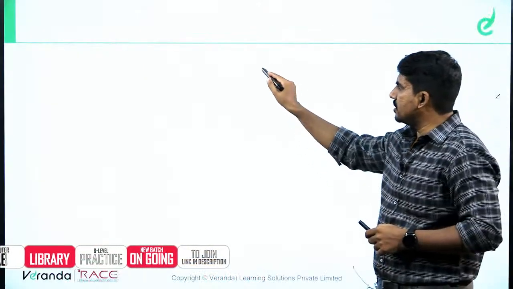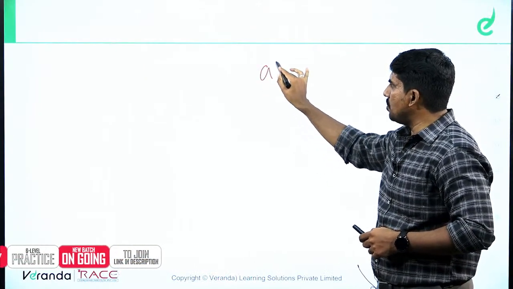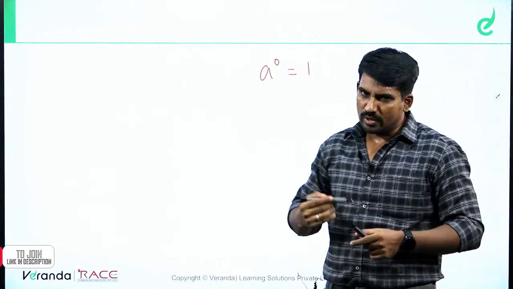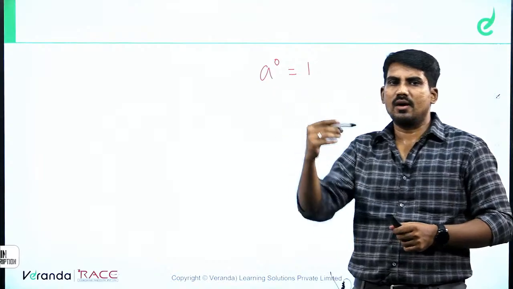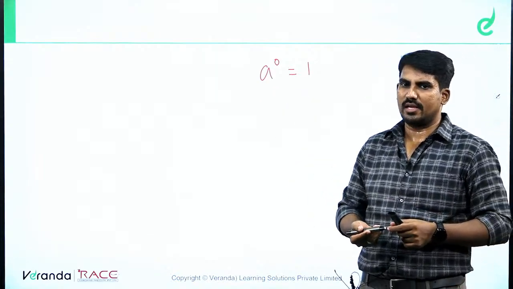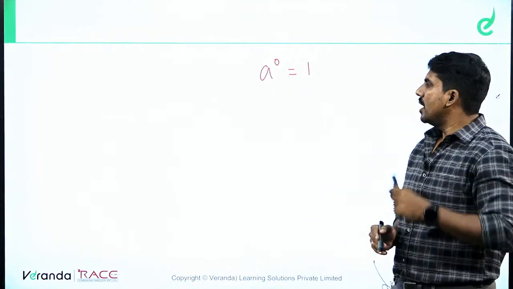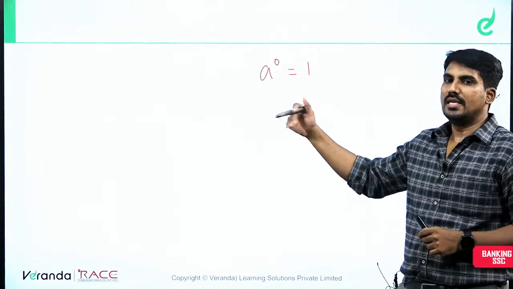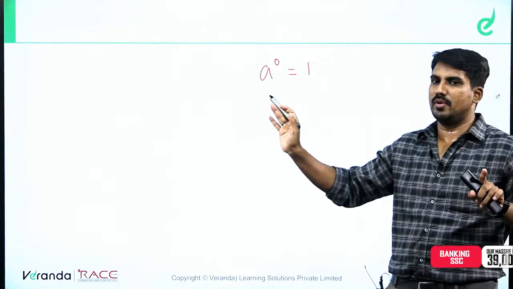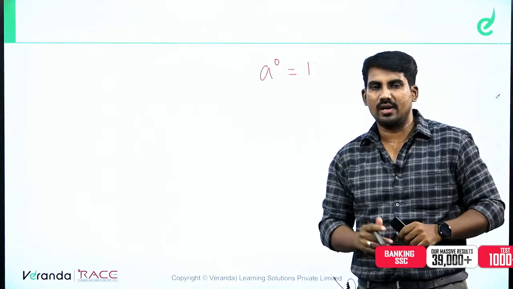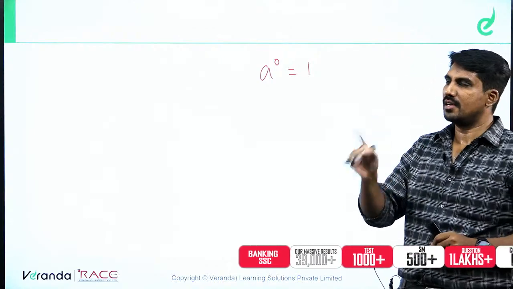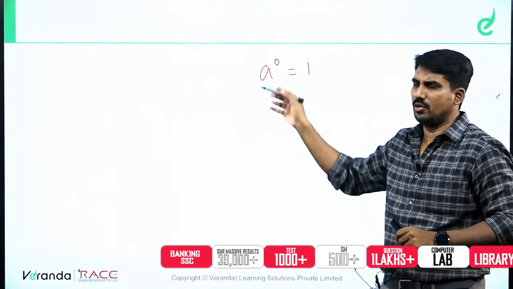The next important thing is, a power 0 is equal to 1. Clear? So you can take running notes also, or after the session you can repeat the session and take the notes. Now, a power 0 is equal to 1. Anything power 0 is 1, but provided a should not be equal to 0. Clear? A is not equal to 0 means we can say a power 0 is 1.